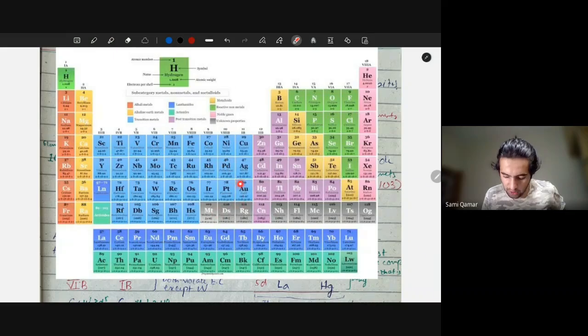This is our D block. Let me write it, and then I will erase it. This is our D block, and this is our F block. D block and F block. Now we need to study them.